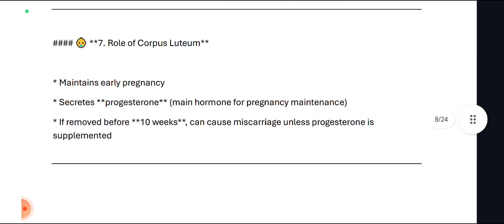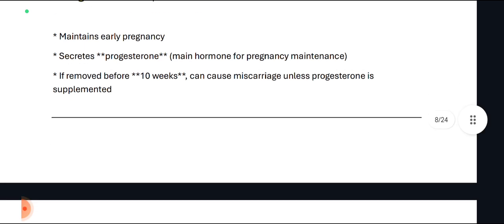Now, the role of corpus luteum. Corpus luteum maintains early pregnancy. It secretes progesterone, which is the main hormone for pregnancy maintenance. If removed before 10 weeks, this can cause miscarriage unless progesterone is supplemented.